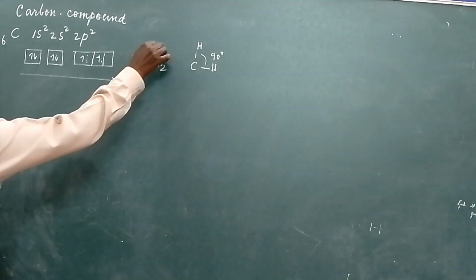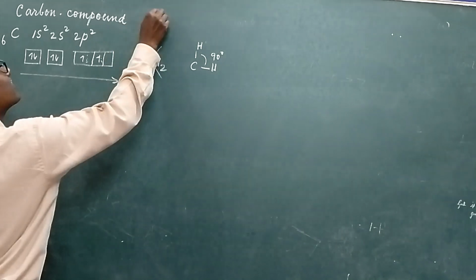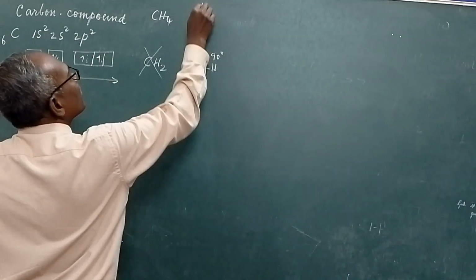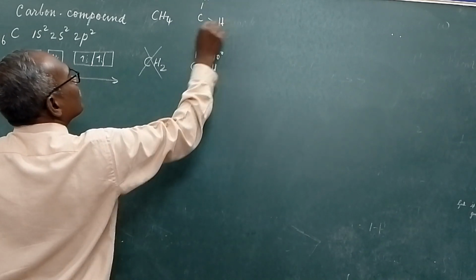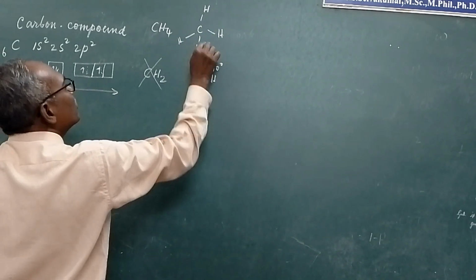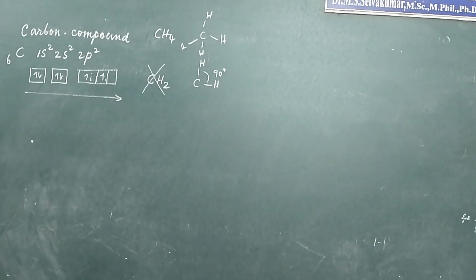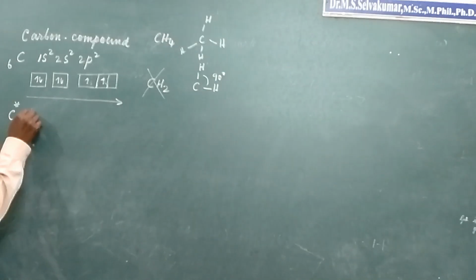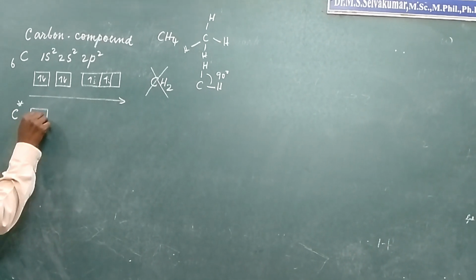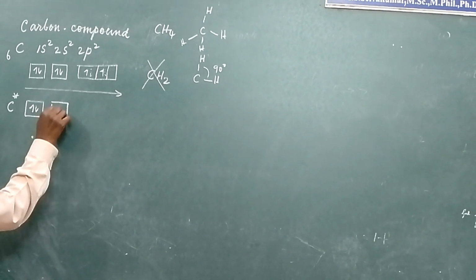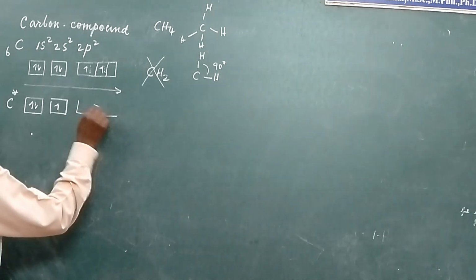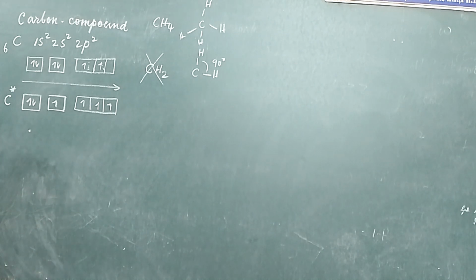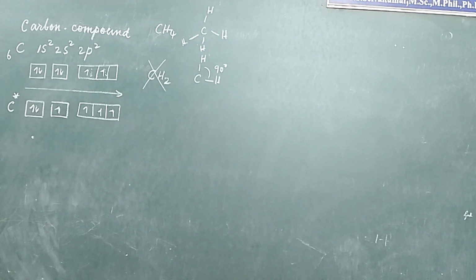Therefore, actually this is not taking place, because methane exists in CH4 and the structure is a tetrahedral. So we have to understand how the tetrahedral methane is formed. Actually carbon undergoes excitation, and during this excitation the one electron from 2s orbital is getting excited to one of the 2p orbitals which is vacant. This is how the excitation is taking place.